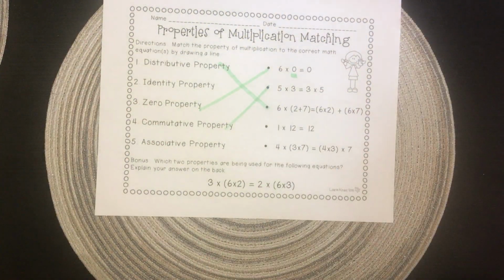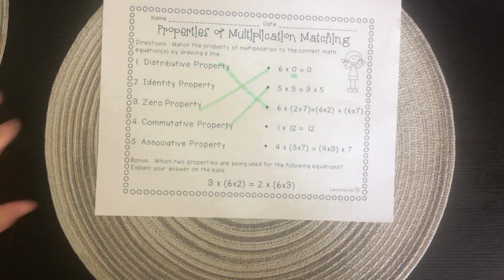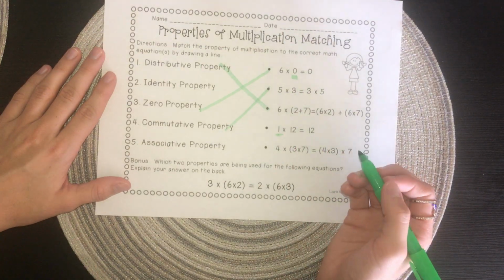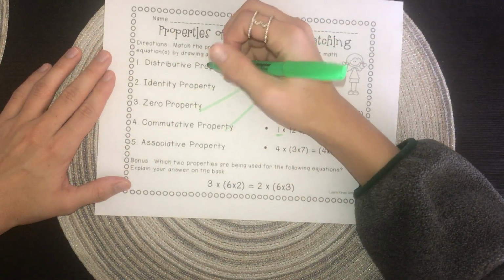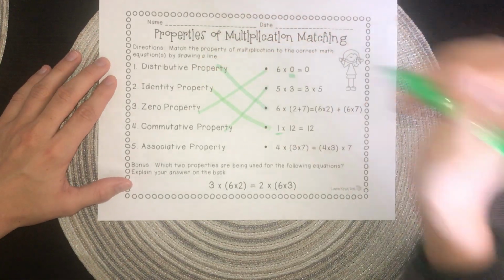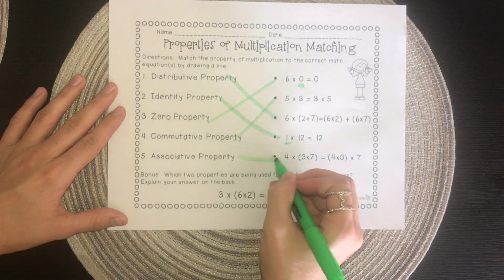So then our next one, I have a red flag because I see that there's a 1. 1 times 12 equals 12. So that is the identity property, which is anything times 1 equals that number itself. And then the last one is obviously associative property.